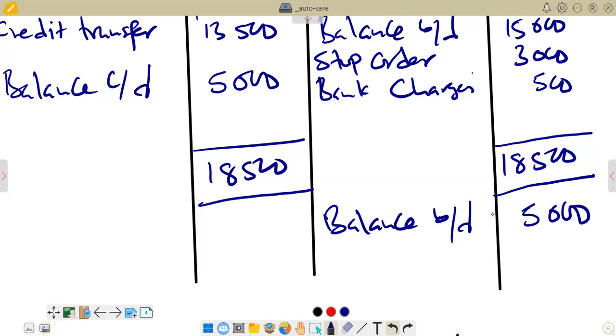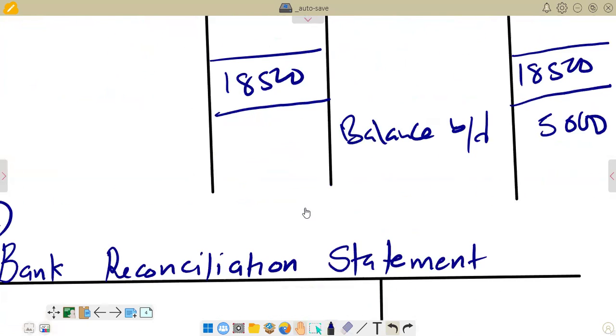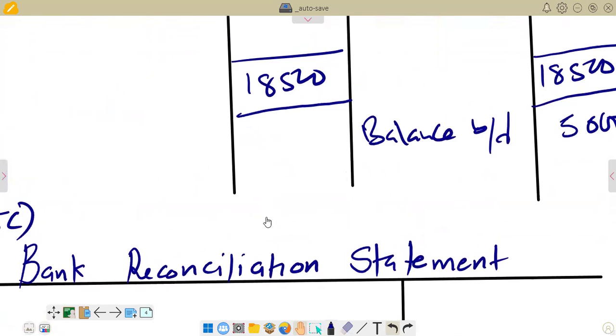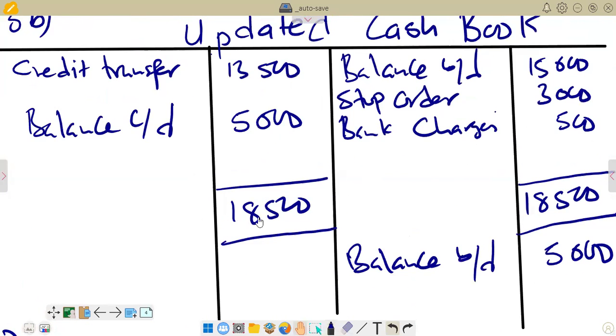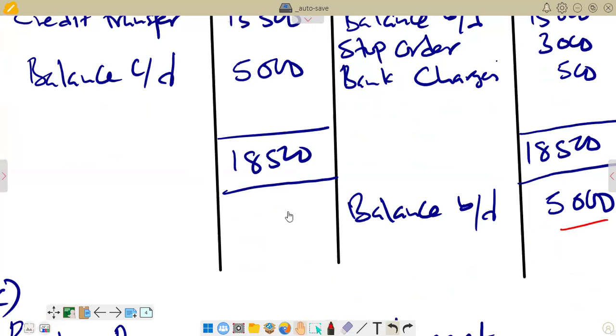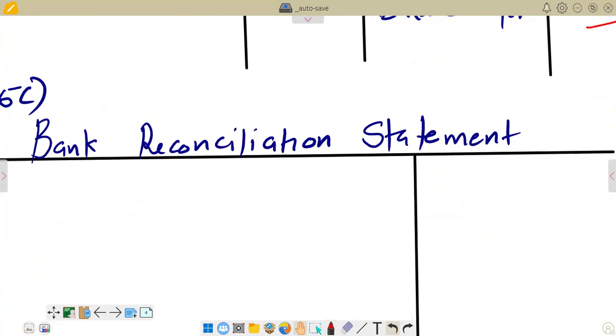Then we go now to the bank reconciliation. Remember, on the bank reconciliation, it depends on which balance we are going to start with. So in this case, let's start with the balance as per the cash book. So the balance as per the cash book, we start with the one that we've updated here. So we are going to check this figure here and start with it in the bank reconciliation. Remember, in the bank reconciliation, we can start with the balance as per the cash book or the balance as per the bank statement. So in this case, we are starting with our balance as per the cash book. So here we are saying balance as per the cash book.